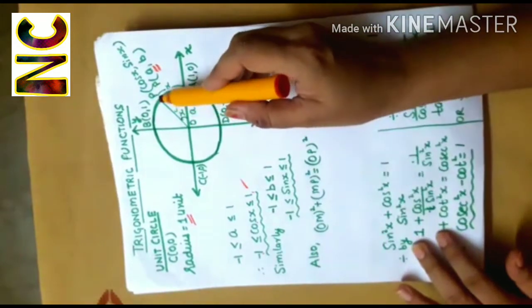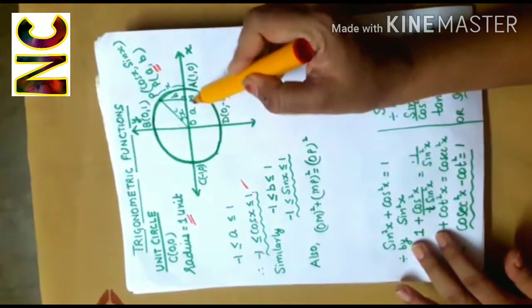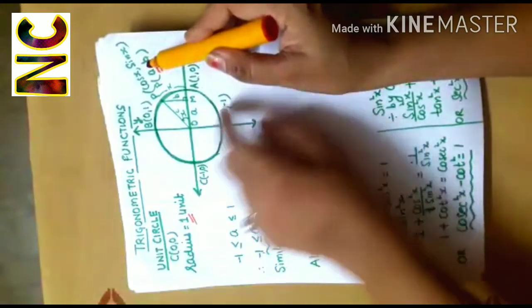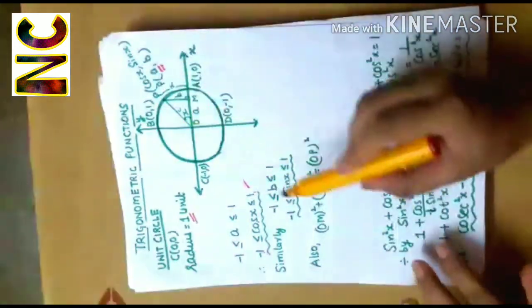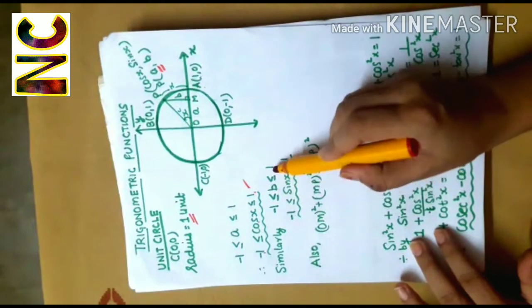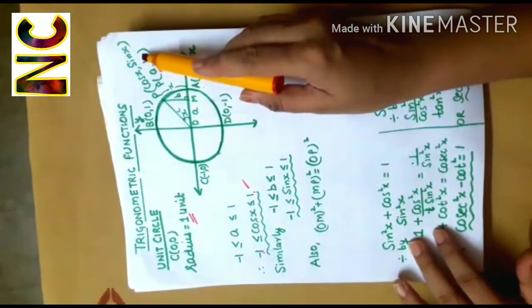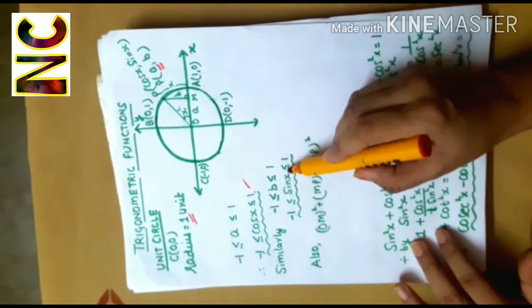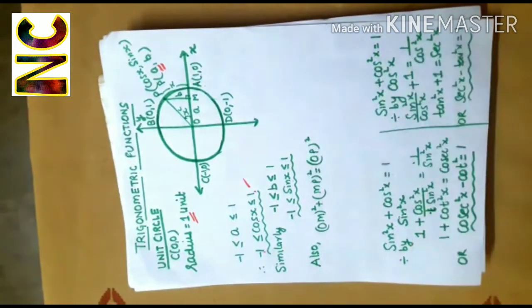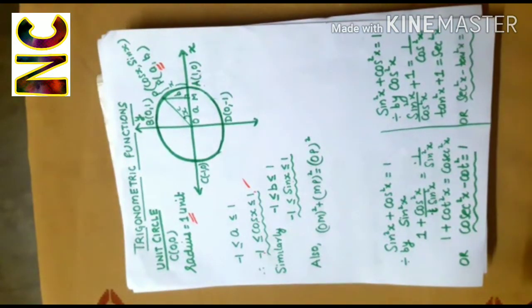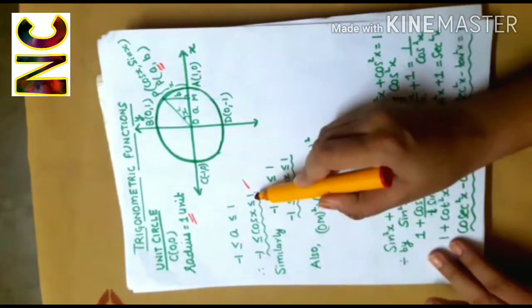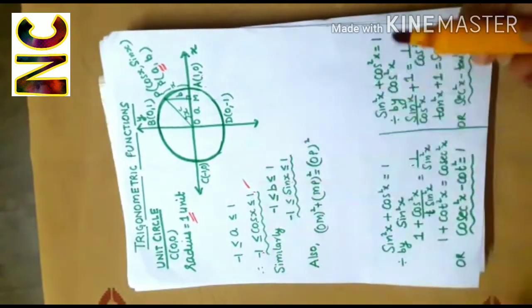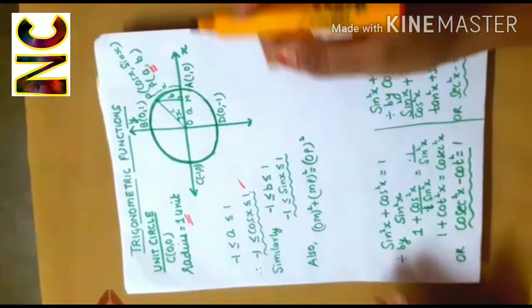Similarly, if a point lies on this unit circle, then its y coordinate will lie between -1 and 1. So B will lie between -1 and 1 and B was equal to sin x. So sin x will be greater than or equal to -1 and less than or equal to 1. Therefore, the values of cos x and sin x lie between -1 and 1 with both endpoints included.